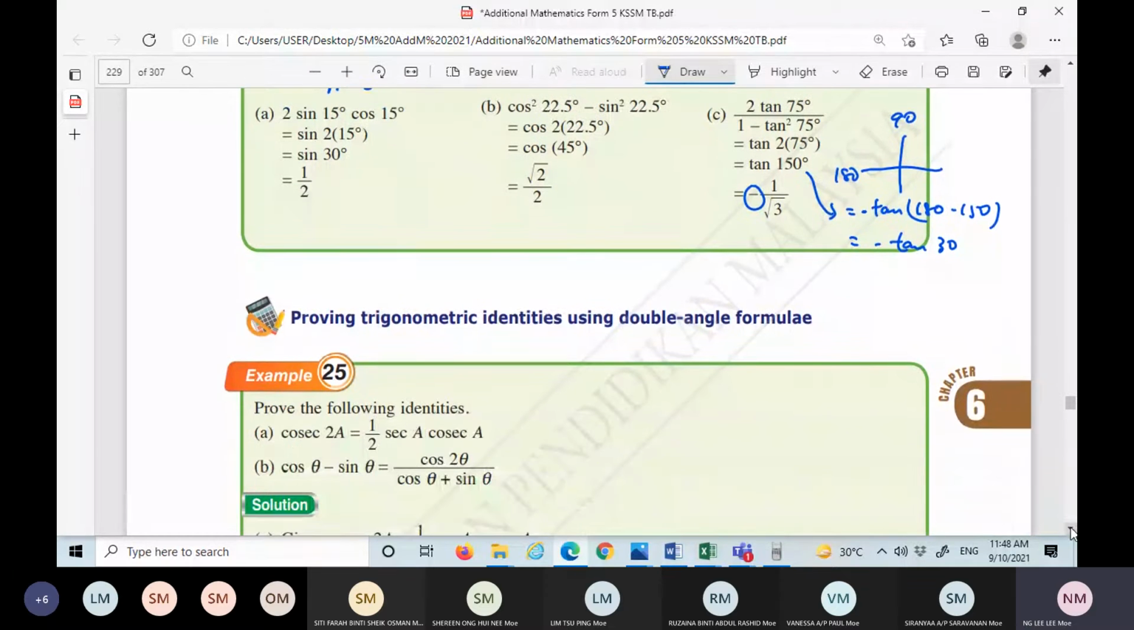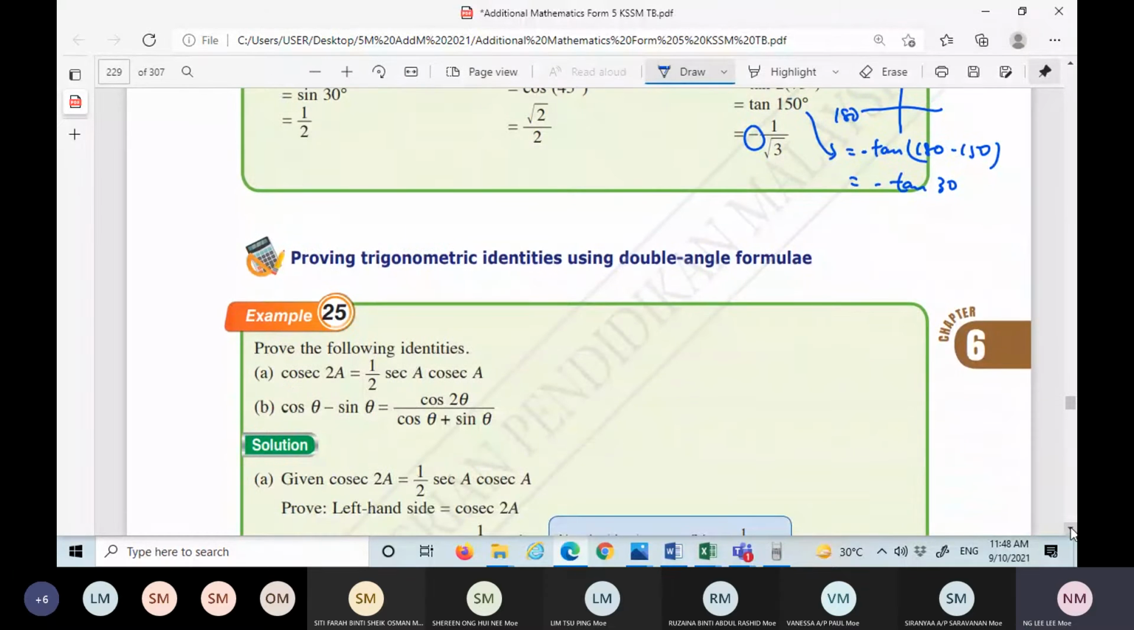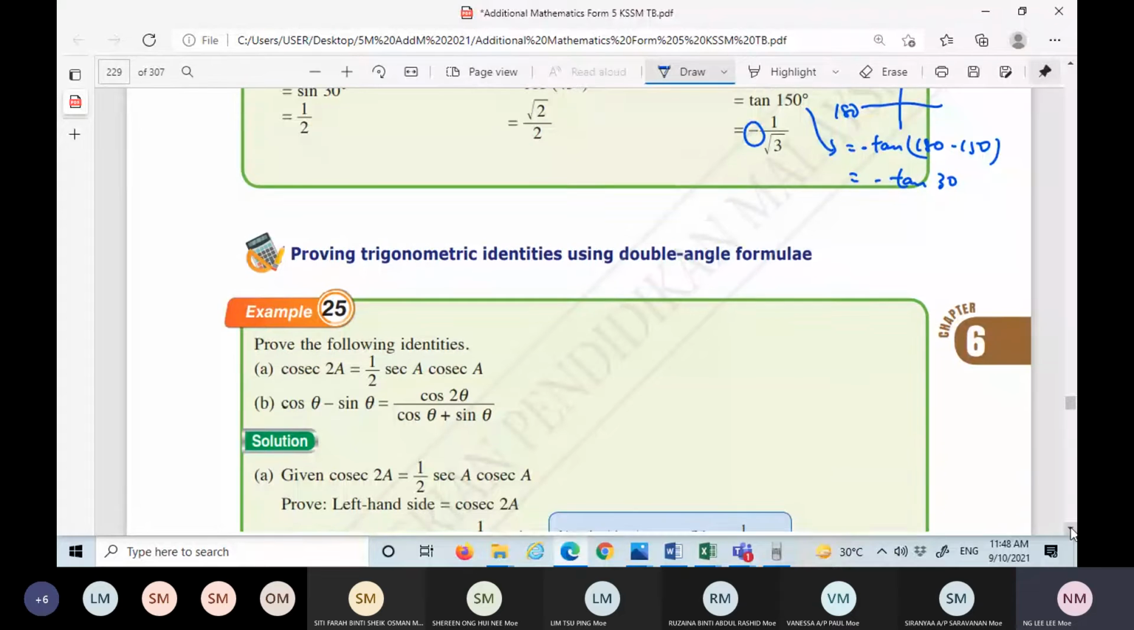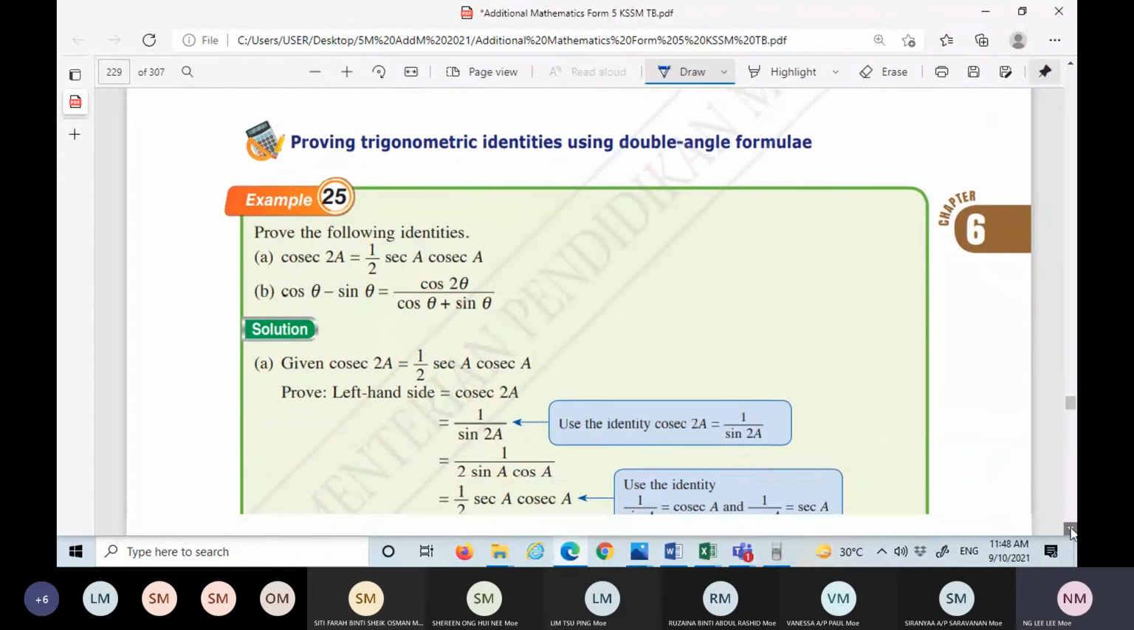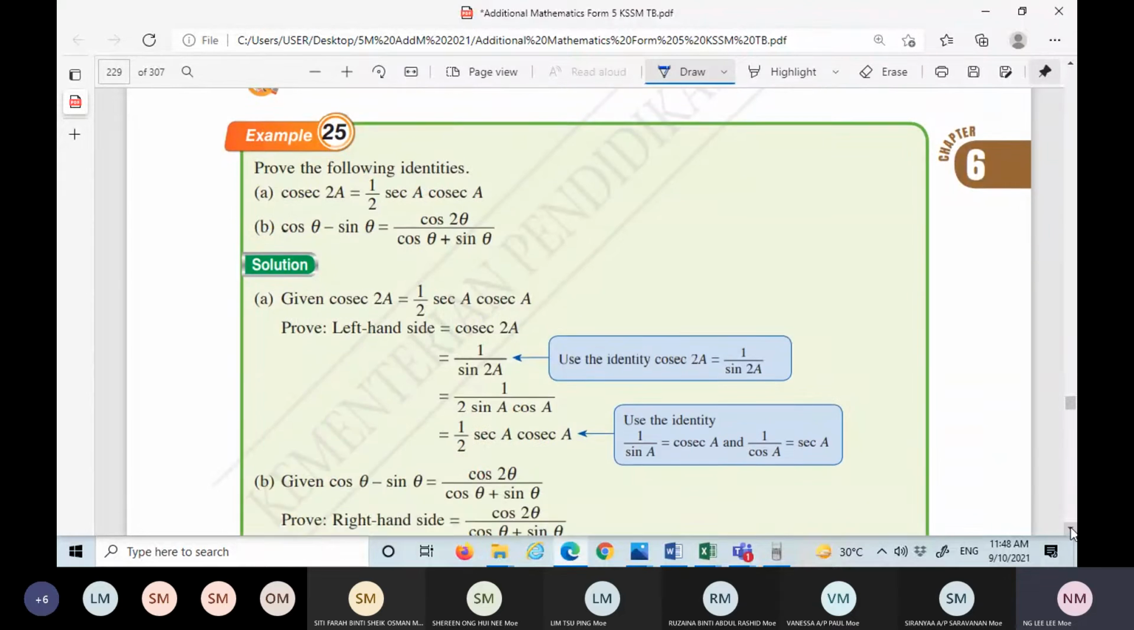Now we are going to prove. Always you see, in trigonometry a lot of proof questions. Prove the identity. So example 25. Look at A first: cosecant 2A equals 1 over 2 secant A cosecant A. Now the reciprocals come in and it gets messy. See how they prove it.